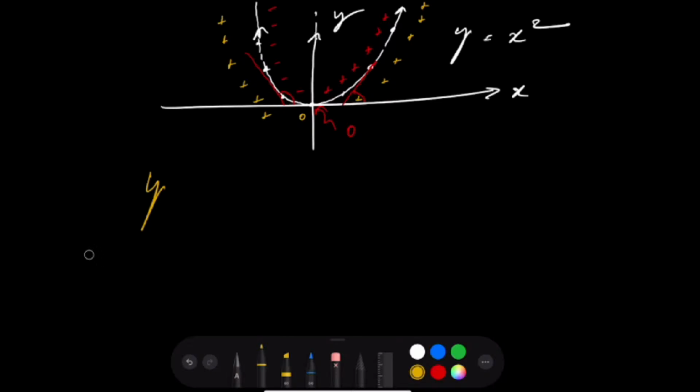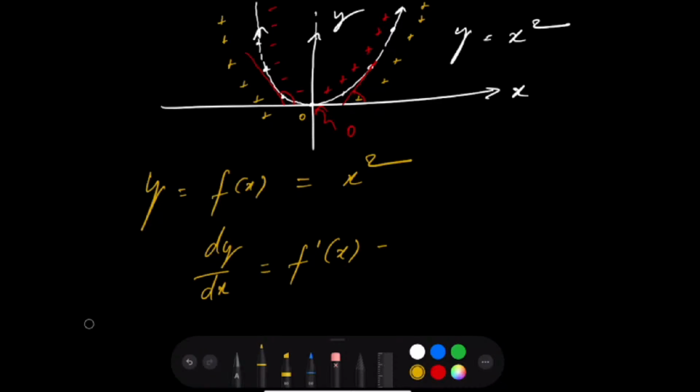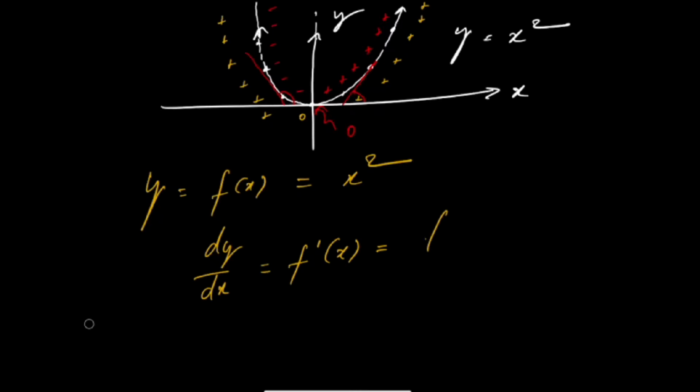Anyway, now let us see what dy by dx is. If y is equal to f of x equals x squared, what is dy by dx? Nothing but the slope of the function at any x, which is also equal to f dash of x according to Newton's notation. So what is it? It is f of x plus dx minus f of x, by dx. This is the fundamental theorem of calculus, right?